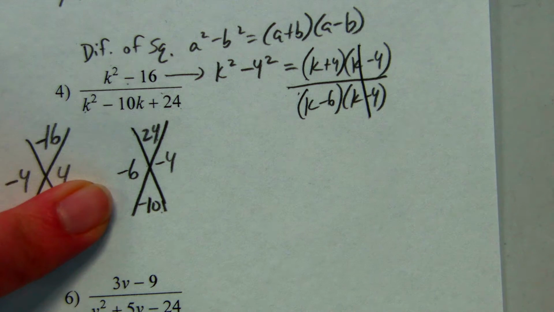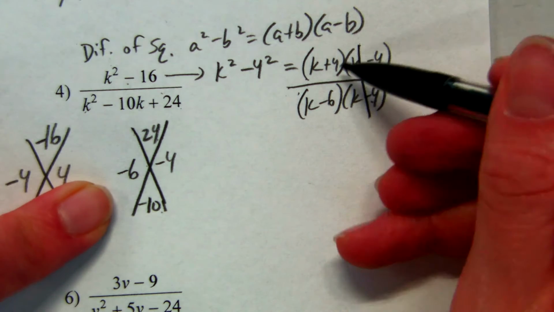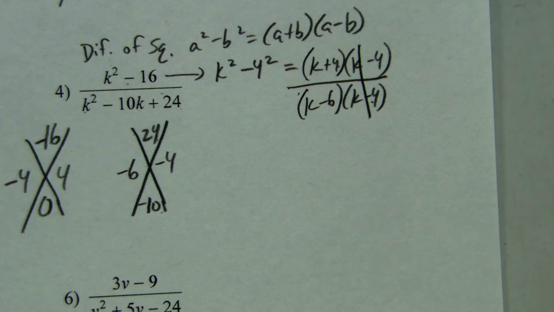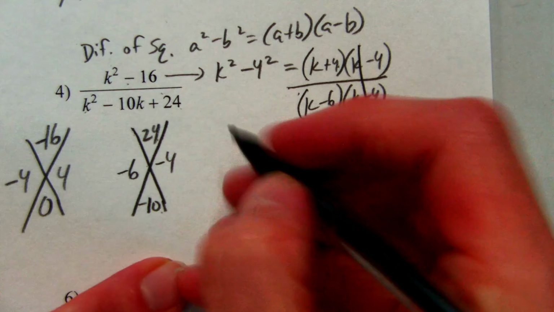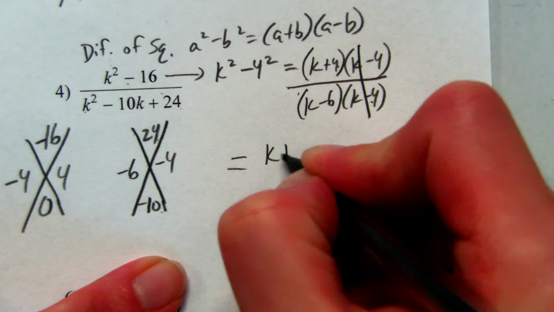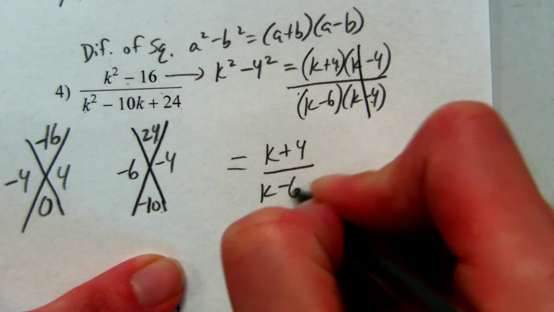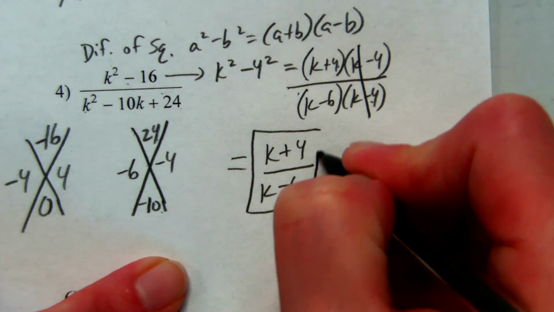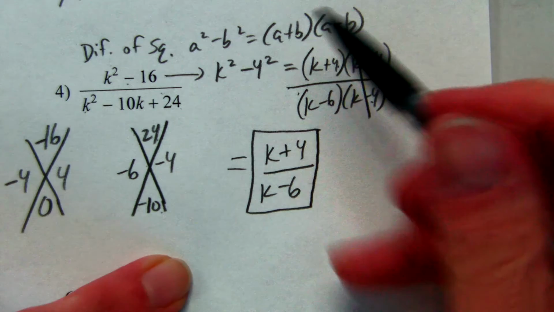Just to make sure you understand, if there's a k minus 4 on the bottom and a k plus 4 on the top, those are considered different. They have to be exactly the same. So our final answer would be k plus 4 over k minus 6, and I like taking the parentheses off. You cannot reduce the k's.